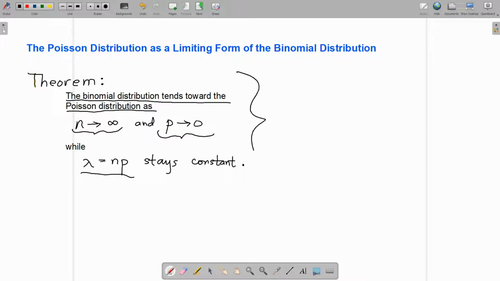Now, with this theorem, we can use the Poisson distribution as an approximation to the binomial distribution when n is very large and p is very small. So for large n and for small p, we can approximate the binomial distribution using the Poisson distribution.